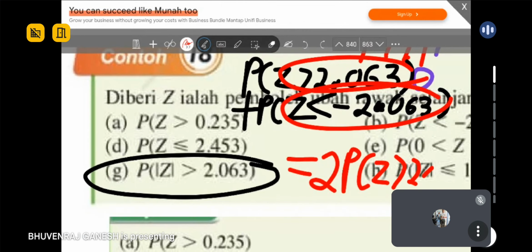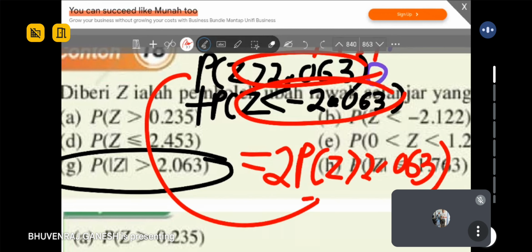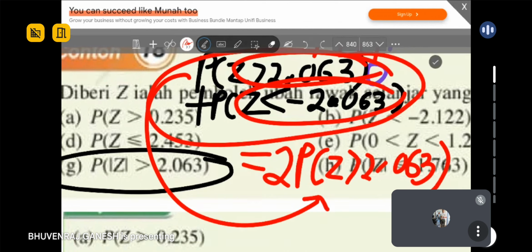2 kali kebarangkalian Z lebih besar dari 2.063. Boleh faham tak guys? Can you all understand? So usually modulus, you can direct write this answer. Terus tulis jawapan ni kalau kamu faham. Kalau tak faham lagi, kamu tulis yang ni dulu. Okay, you write that one first, then you come to this one.